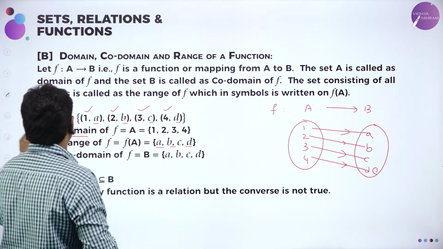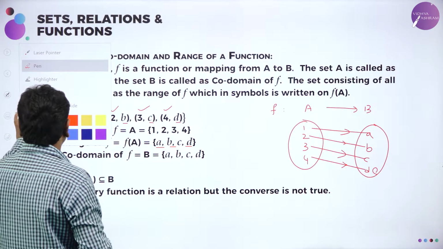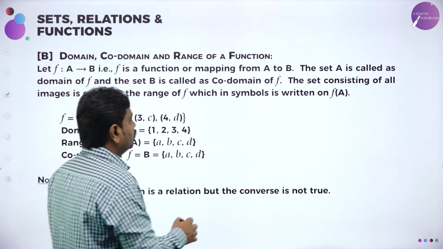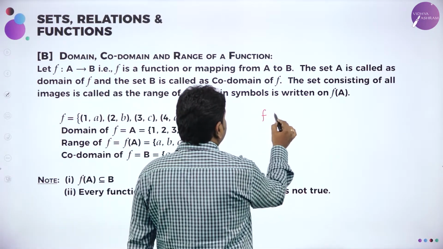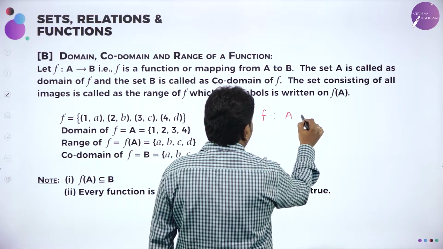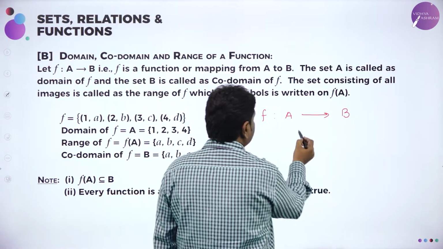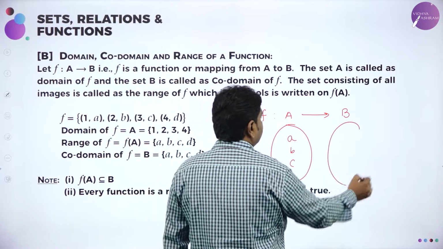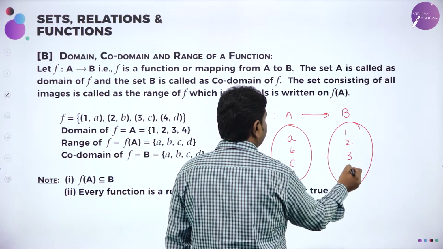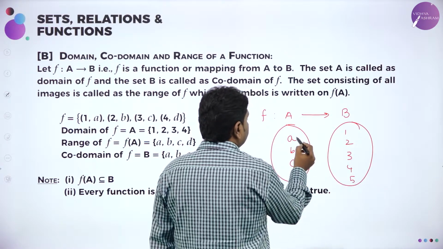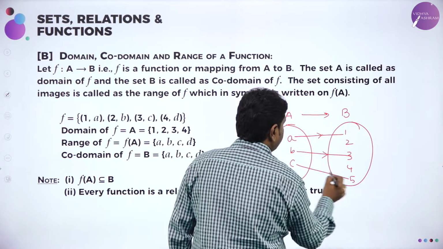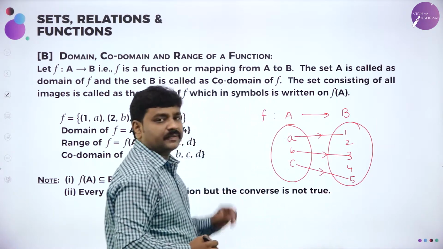To make you understand this better, I'll take one function. Let me define one function. So observe, f maps A to B. Say we have 3 elements in A: a, b, c. Say in B we have 1, 2, 3, 4, 5 elements. a maps to 1, b maps to 3, c maps to 5. So this is a function.